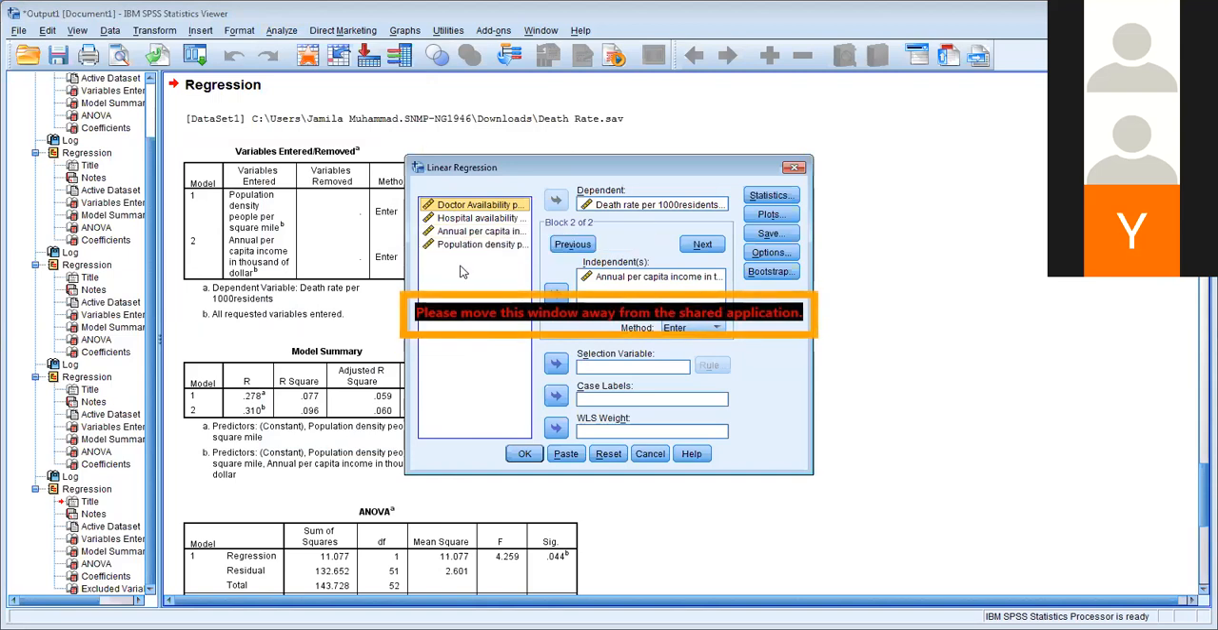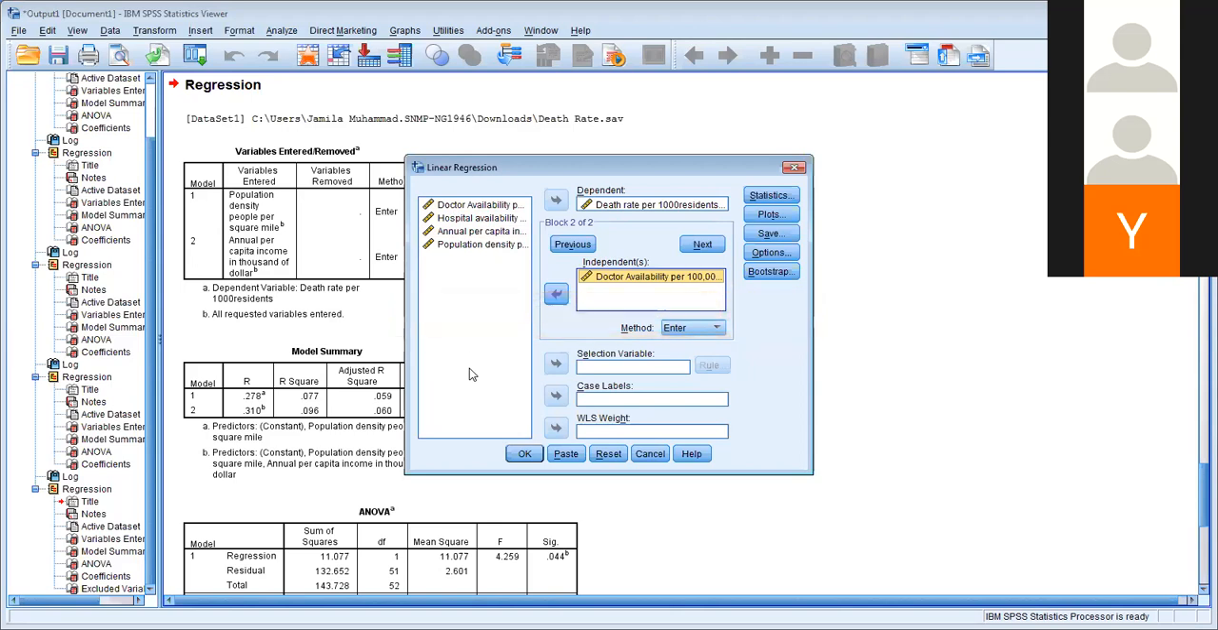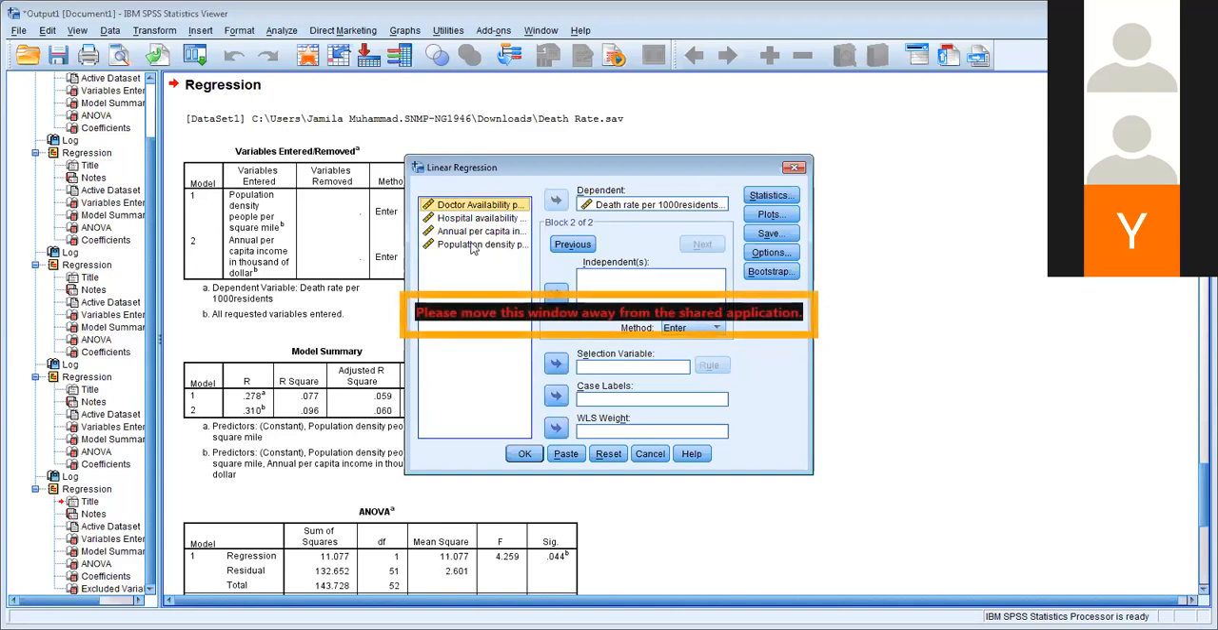Wait. Don't move anything yet. Return that annual per capita income and bring doctor's availability in. I want to see. You know what? There's no way doctor availability can improve more than per capita income because of the value you gave. Return the doctor availability. Put the per capita income there.